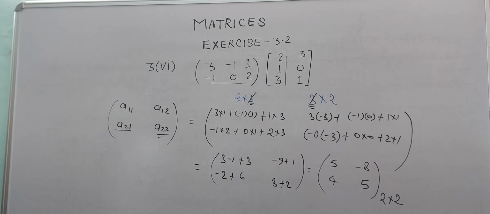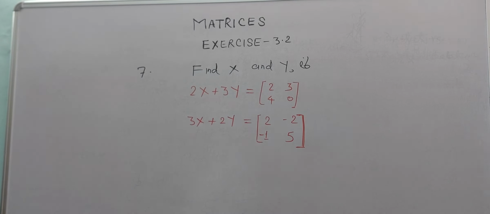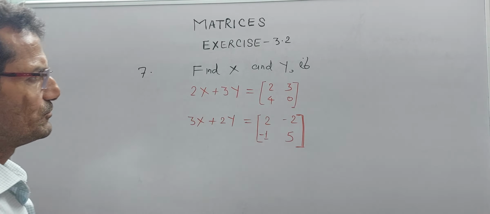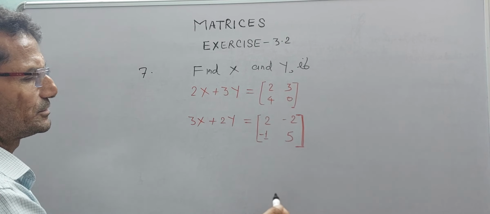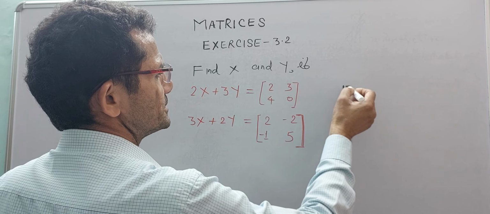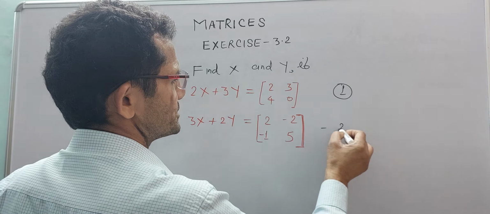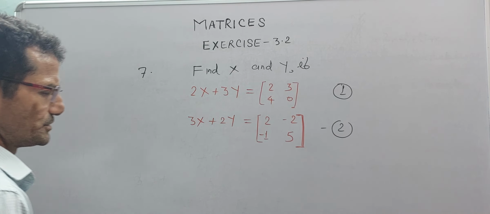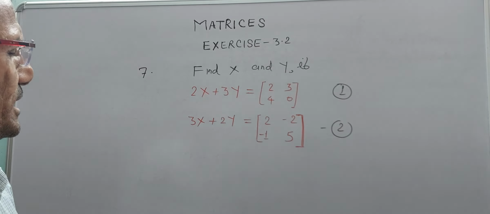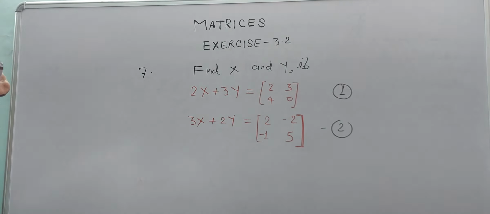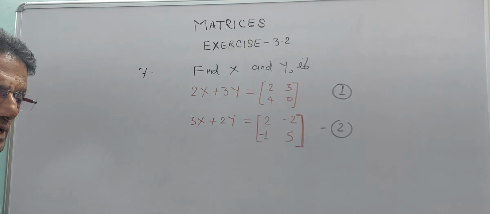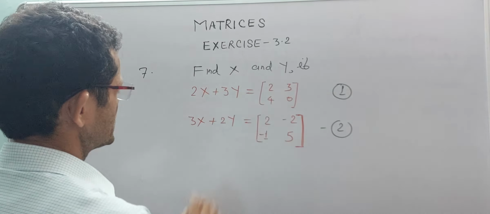Now the next question. This is the question to find x and y, and these are the two equations: equation number 1 and equation number 2. We have to calculate this. As we solve two algebraic equations, in the same way we can solve this one. The left hand side is like an algebraic expression, and on the right hand side we have the matrix.